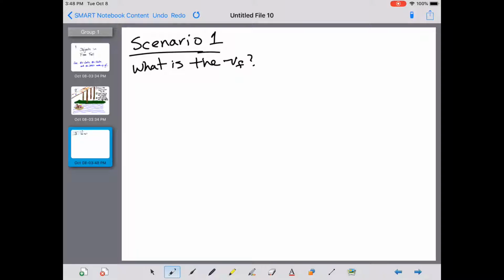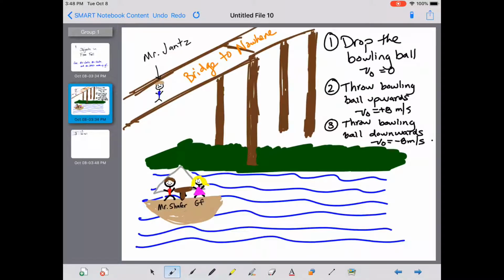So let's write out what we know. Now, looking at this right here, let's say that the distance between me and Mr. Schaefer is, let's go with 85 meters. All right, so that's 85 meters. And let's say that the acceleration is equal to negative 9.81 meters per second squared. And let's call our reference point the table. All right, so table is going to be our reference point.